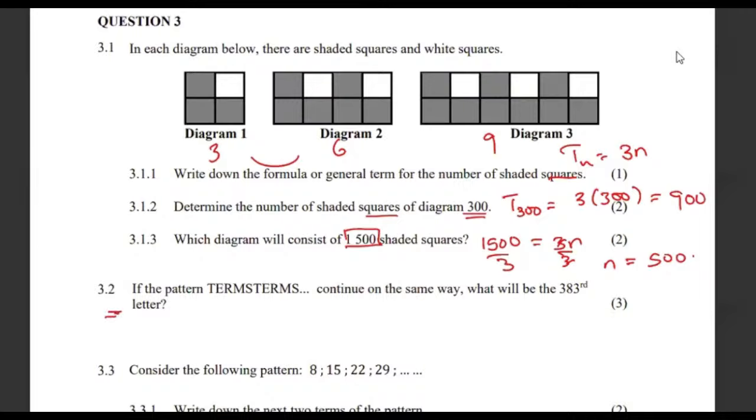So what I will do, we know that the word terms is having just 5 letters, okay? So my question is, how many 5s can I obtain from this? So 383 divided by 5, if I punch this into my calculator, so we're getting 76 full words, okay? And then what is the remainder? So 76 times 5 gives me 380. So meaning that there is a remainder of 3.